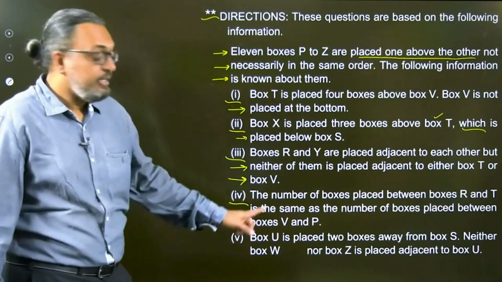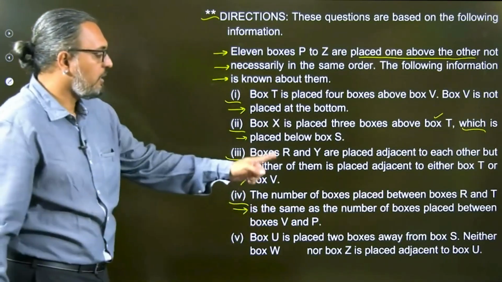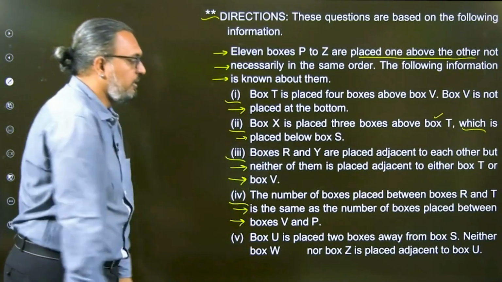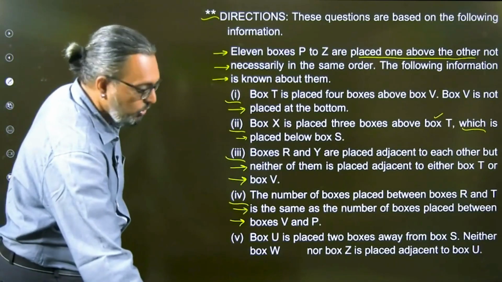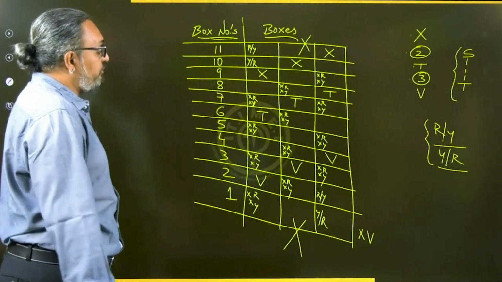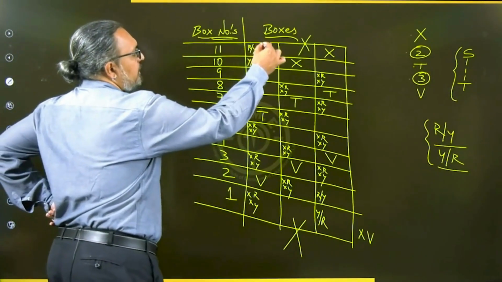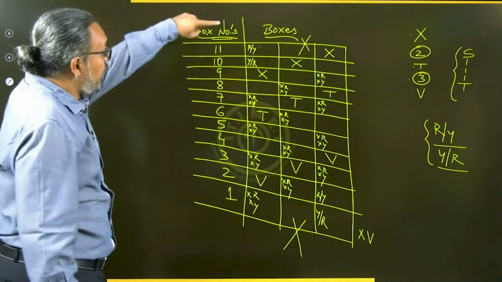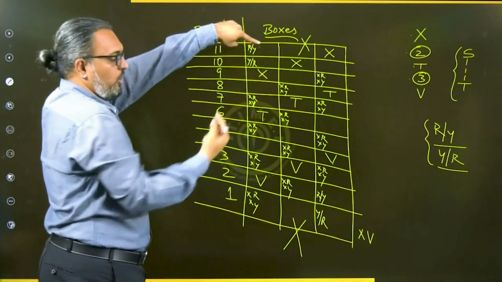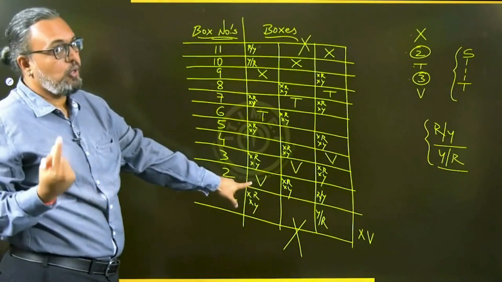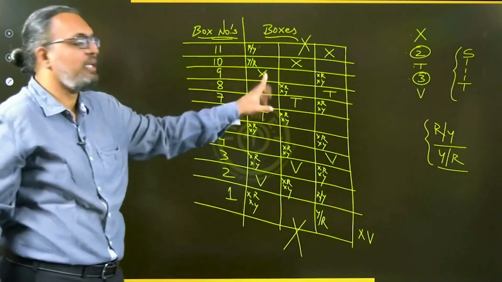Condition 4. The number of boxes placed between R and T is the same as the number of boxes placed between V and P. So, the number between R and T should be the same as between V and P. Okay, let's check. Now, if I place R in the 11th, R is here, T is here, so in between you have 4 boxes. Now, between P and V also I need 4 boxes. So, V is here, below anyways is not there, 1, 2, 3, 4. Yes, you can have P in the 7th.